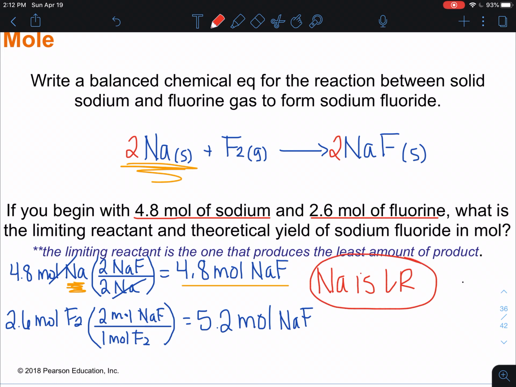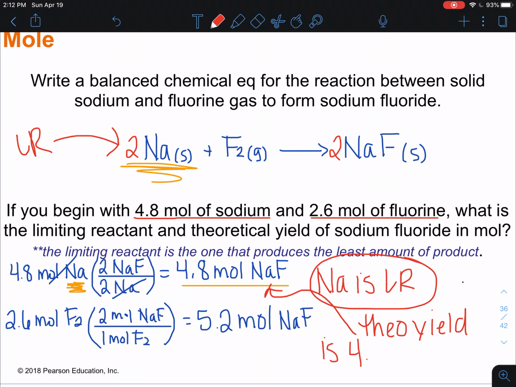Okay, so I'm going to put, and our theoretical yield is going to be the amount that can be produced. All right, so our theoretical yield is 4.8 moles of sodium fluoride.